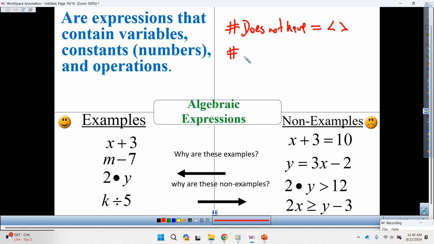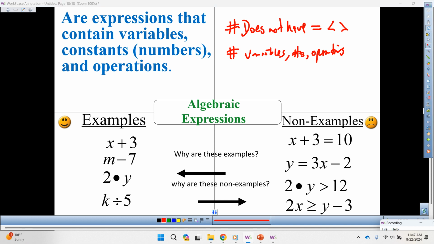Hashtag, what does it have? Variables, comma, numbers, comma, operations. This is what makes algebraic expressions algebraic expressions. Pretty good, pretty good, yes? All right, so send me your notes to make sure you filled out your Frayer model. Let's see what it looks like.